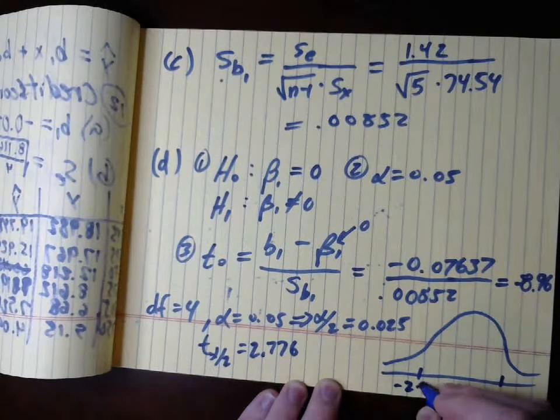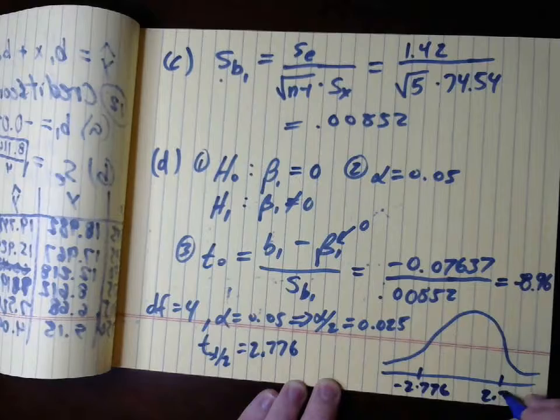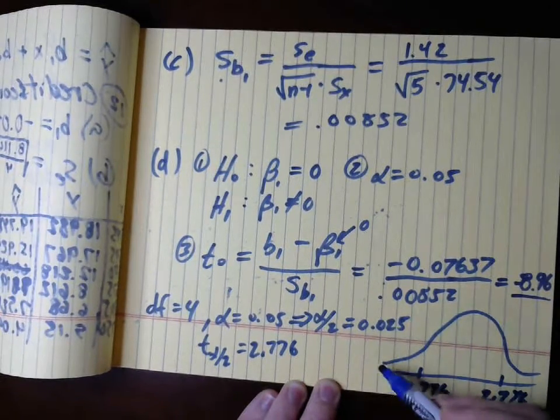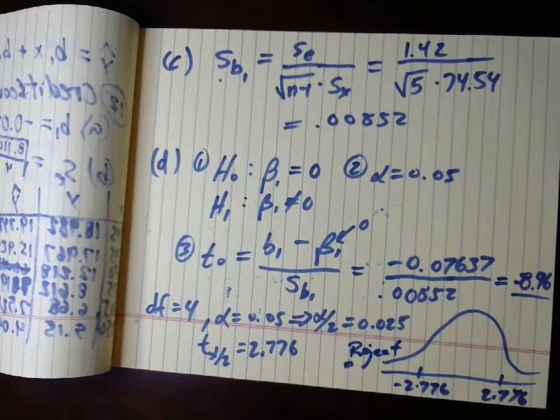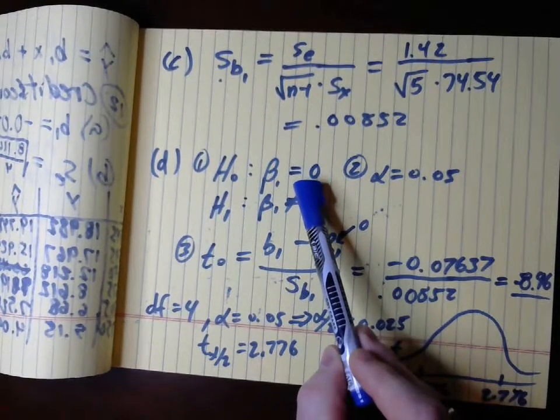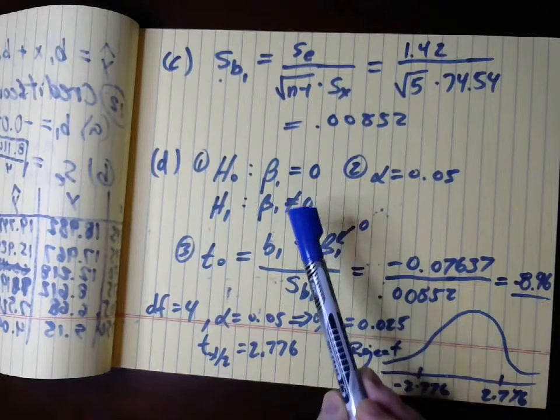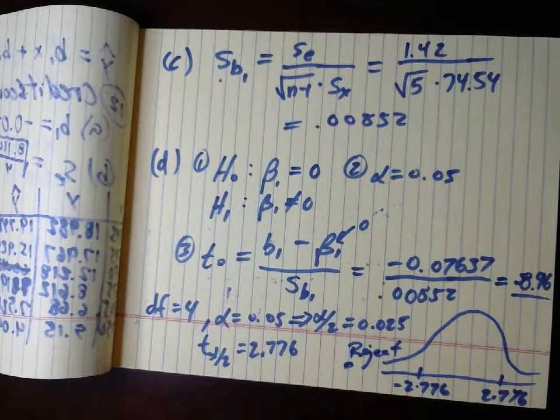So negative 2.776 and 2.776. And notice that value right there, our test statistic, is way over here. That is totally in the rejection region. And that's essentially telling us that we're rejecting H naught, of course. So that's saying that there is a linear relationship between X and Y.